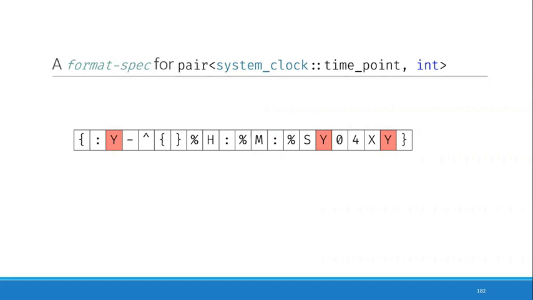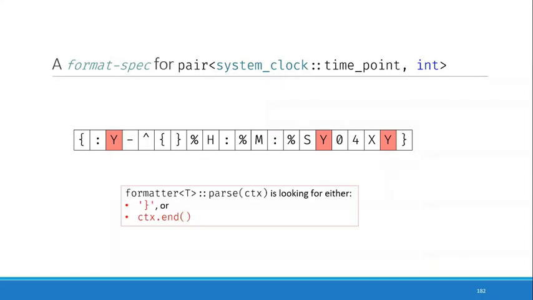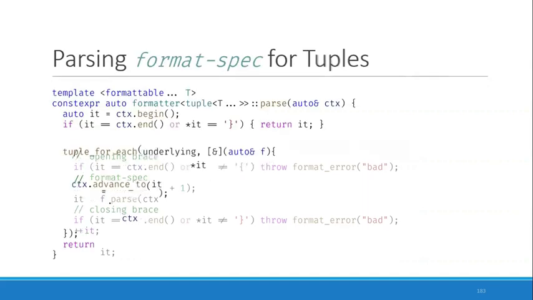But how do you actually make this work? Because people have already written their formatters for parse, and parse is not looking for capital Y. It's looking for a close brace or end. Now we can't change this to look for a different character, and we can't change the format string to suddenly have close braces in it, because these things aren't mutable. So our only other option is, what if we change where end is for the purposes of calling parse? So let's see what we can do.